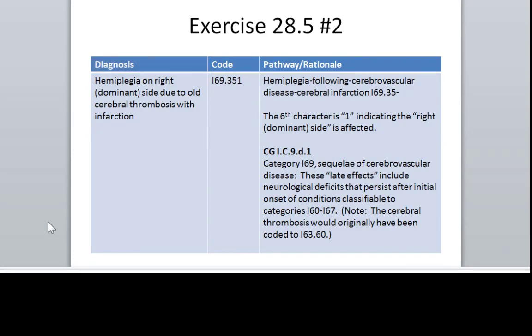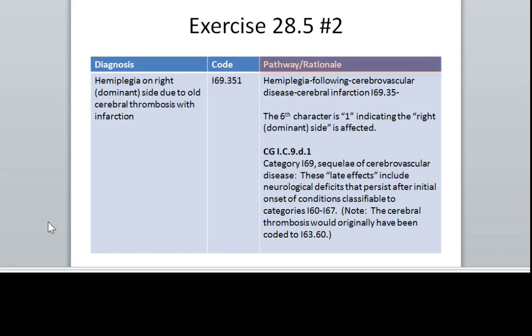The next exercise, 28.5, number 2, hemiplegia on the right dominant side due to an old cerebral thrombosis with infarct. So I have the pathways here for you. That 6th character, 1, indicates it's the right dominant side. You find that when you go to the tabular. And the guideline we're looking at is category I-69, sequela.